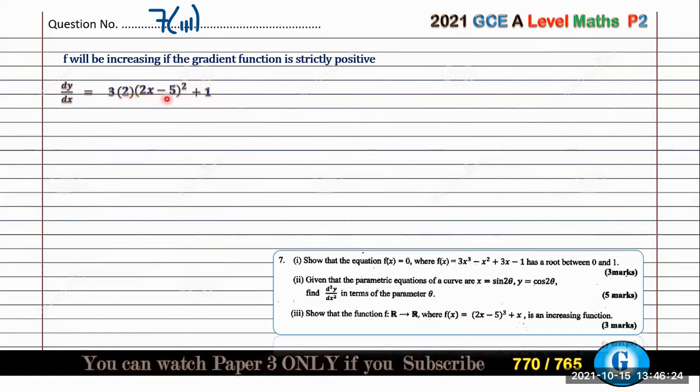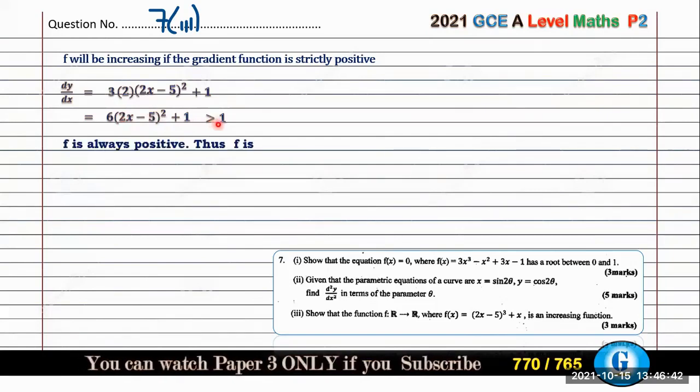Now when you look at this function, this (2x minus 5) squared is always positive. 3 is positive, 2 is positive. So all of this function is always greater than 0. In fact, the smallest value that this function can take is when this is equal to 0, and that smallest value is 1. So this function is always positive. Therefore, f is strictly an increasing function. So f is strictly increasing.